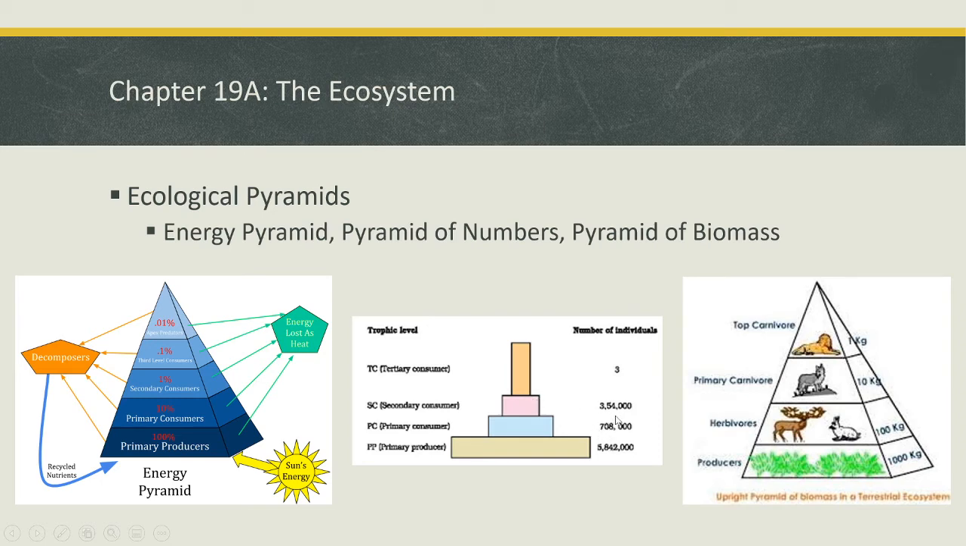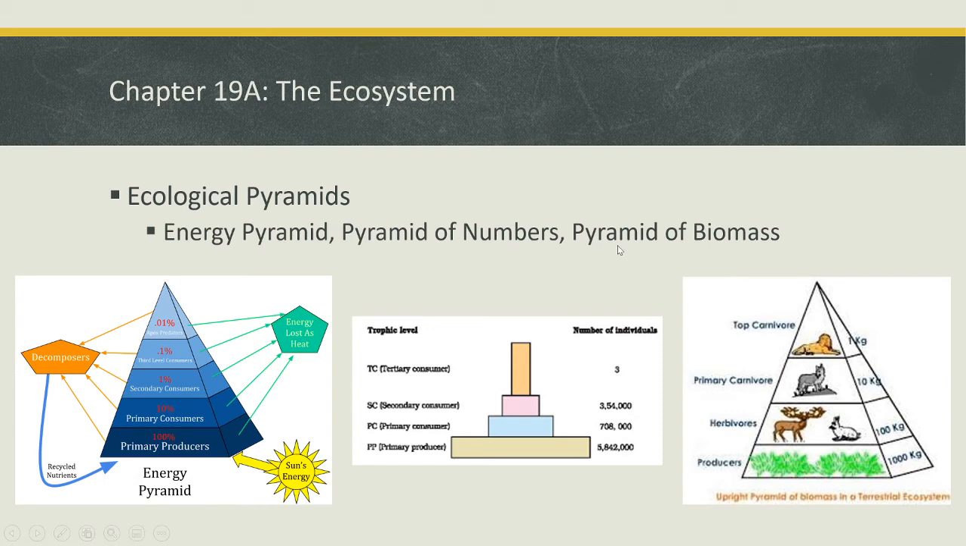What is with that number? There should be a comma there. Yeah, you have about 350,000 of those. And then the tertiary consumers that eat the secondary consumers, you only have about 3 of those. And then, as you might expect, the sheer quantity of numbers here means that there's a lot of mass. Even though each individual organism is a lot smaller, there's a lot of mass there.